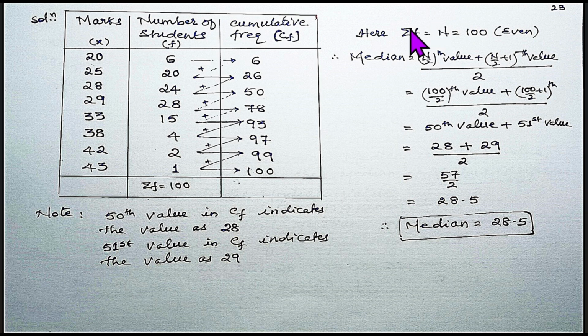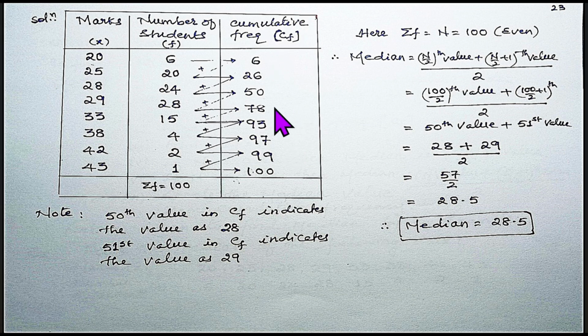Now to find the median, first of all, let us understand what is the sum of frequency, and that is 100. When n is 100, n is even. Therefore median is n by 2th value plus (n by 2 plus 1)th value, 100 by 2th value plus (100 by 2 plus 1)th value, that is 50th value plus 51st value. That means it will be the average of 28 plus 29 divided by 2. So 50th value and 51st value. But how to find this 50th value and 51st value, let us understand.